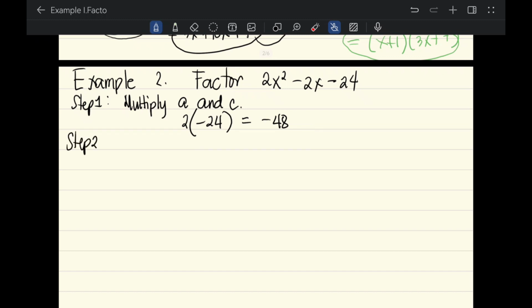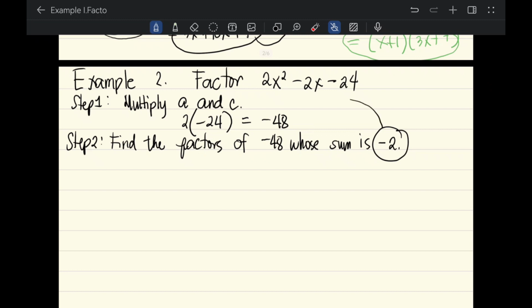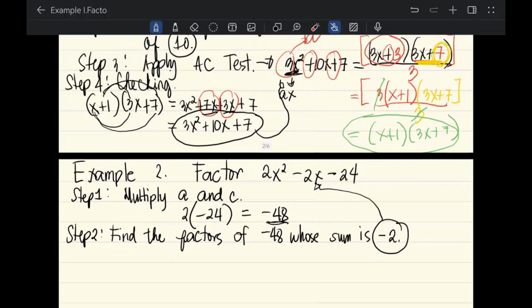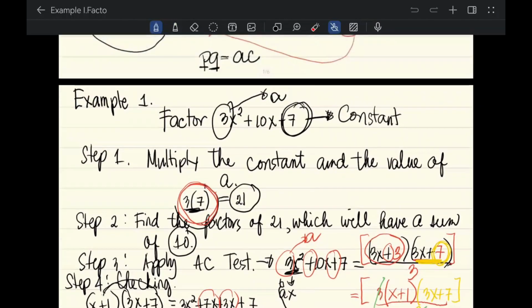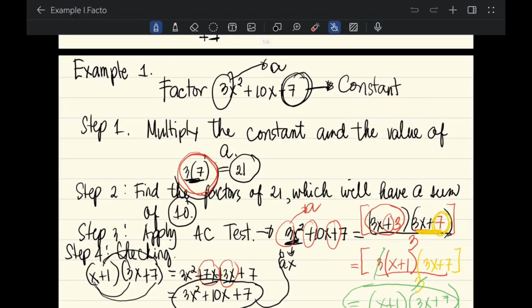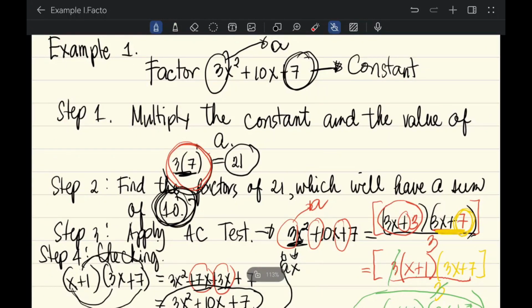Step 2, find the factors of negative 48 whose sum is negative 2. Why negative 2? Because our middle term, the value of our b, is negative 2. The sum of the factors of negative 48 must be negative 2. Same as in our example number 1, where we looked for the sum of positive 10, because positive 10 is our value of b.